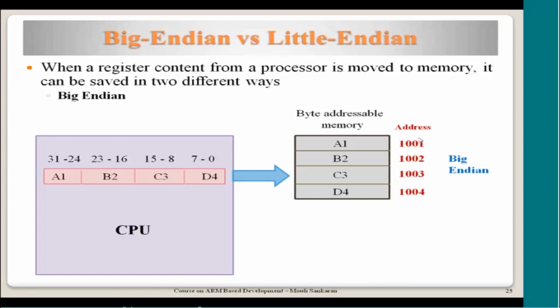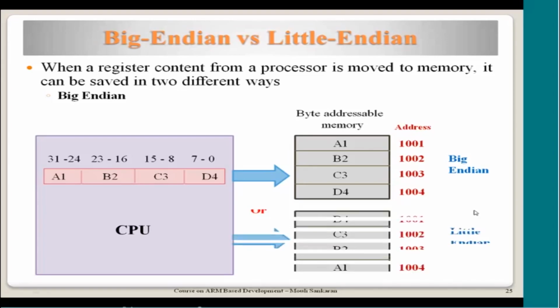It should be aligned to 0 for better reading and writing. So assume the address is 1000, and then 1 and 2 are the other addresses. The MSB part of the register is stored in the first location, and then in increasing addresses the other bytes are stored. This is one way of storing it, called the big endian model.